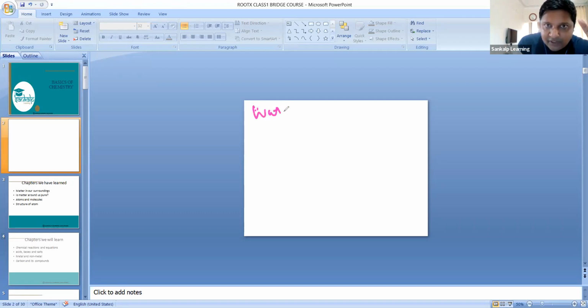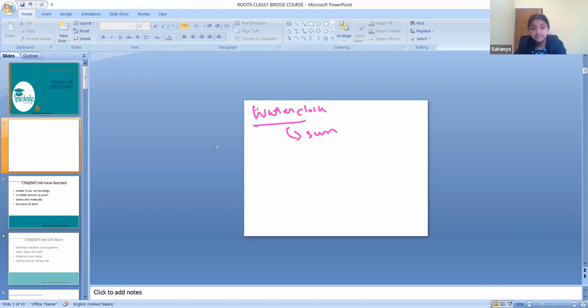The next device they are using is a water clock. Now this device is not depending on the sun. You can see the figure in your textbook. There is a funnel and a tube. Pay attention there: there is a tube here, and then there is a funnel.